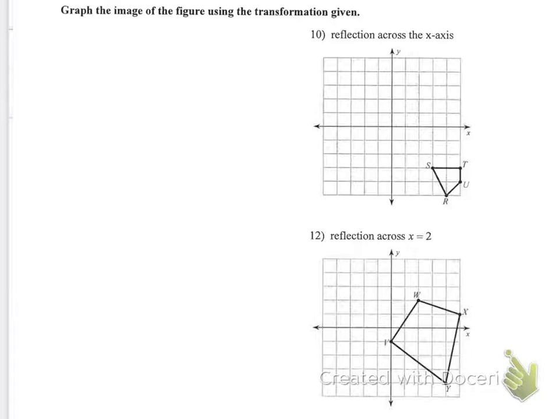All right, so graph the image of the figures using the transformation given. So keep in mind, this is the x-axis right here. A little bit off there. So that's our x-axis. So all the points need to be flipped over that. So S is 1, 2, 3 away. So from starting at the x-axis, I need to go 3 away.